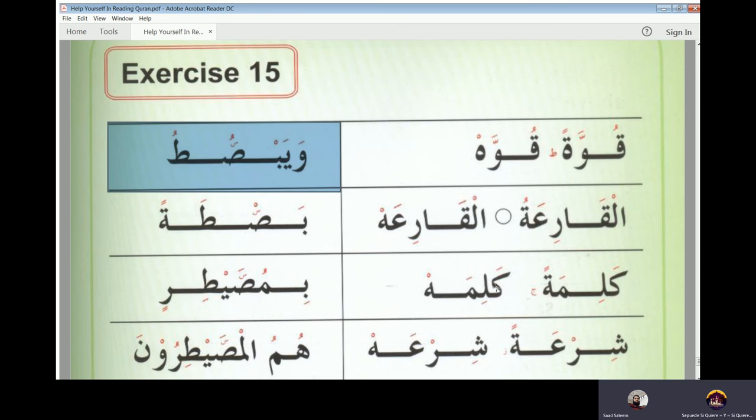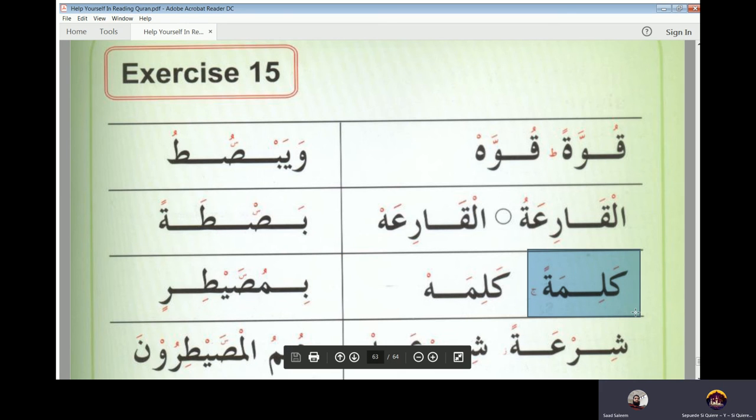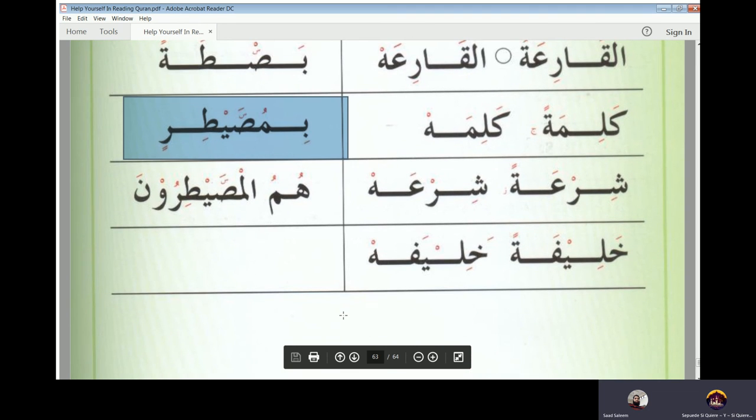And wayab. Tutu. Okay. Let's see. Al-Qariya. Okay. Basta. Kalima. Bimusai tirin, correct.